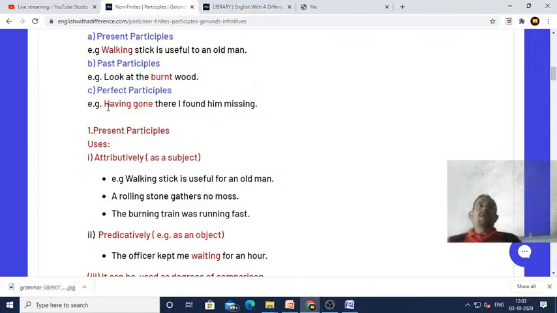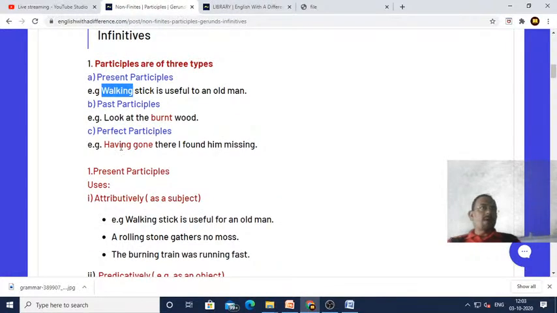Perfect participle is having plus verb 3, past participle is verb 3 along with a noun after it, and present participle is always the ing form of the verb. So dear students, I hope you understood the different types of participles. How many types of participles are there? There are 3 types: one is present participle, next is past participle, and last is the perfect participle.